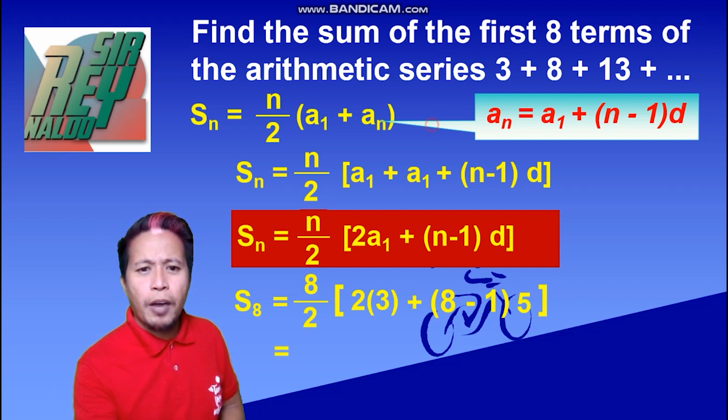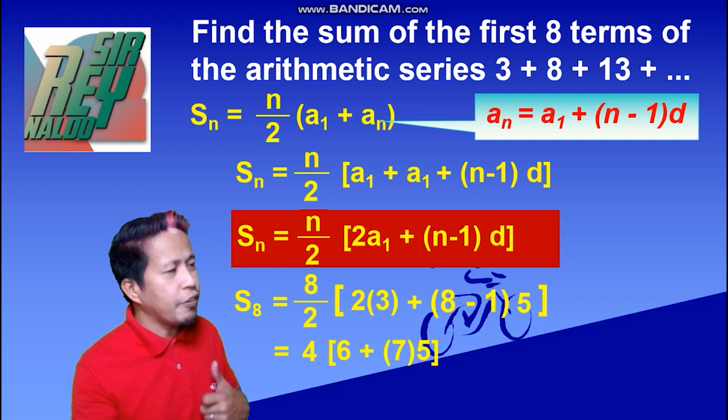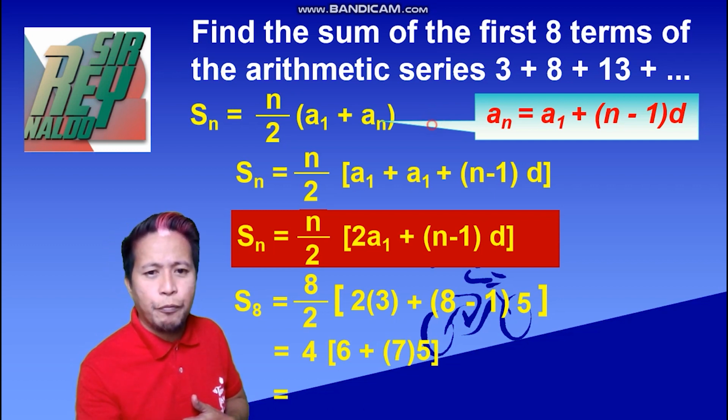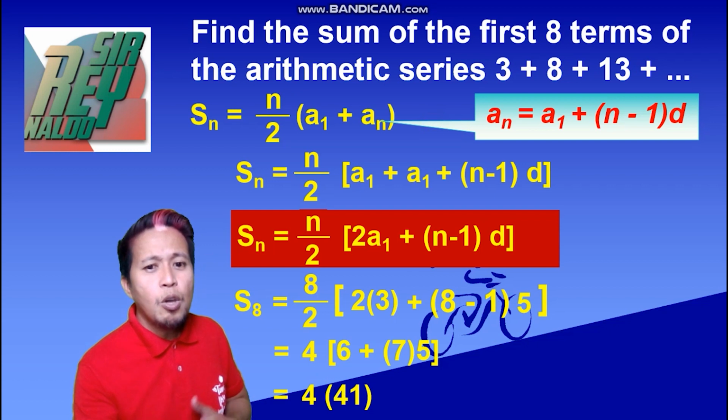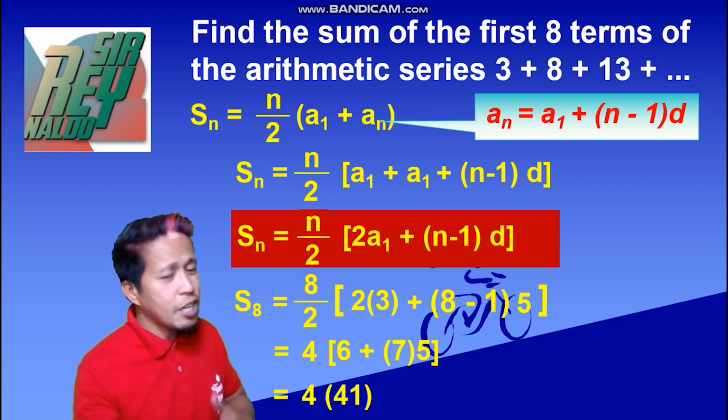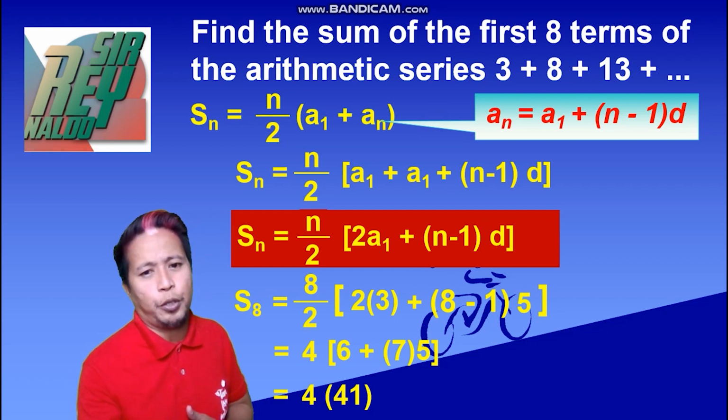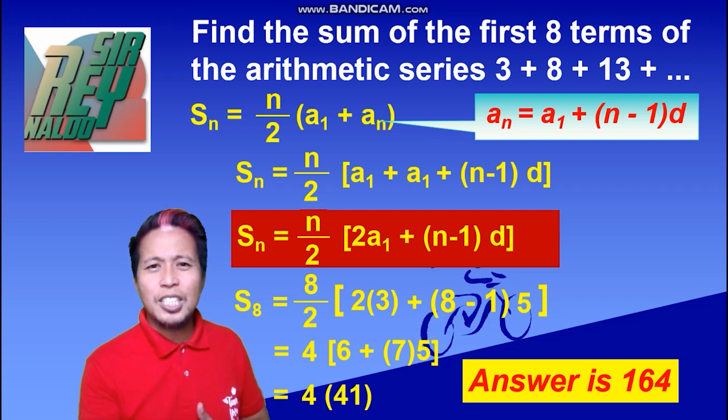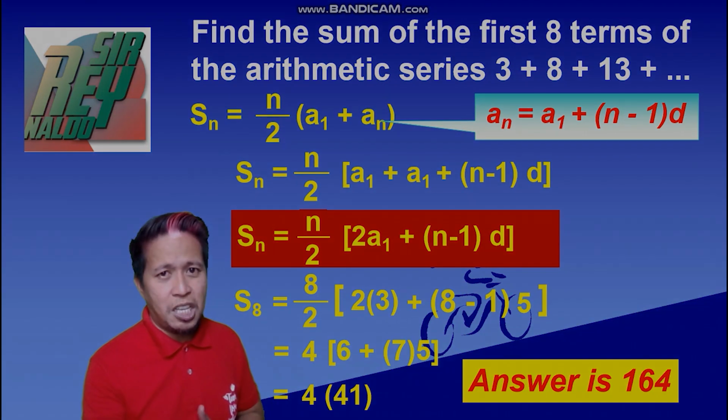Okay? Simplifying further, we have 4 multiplied by 6 plus 7 times 5. Then we have 4 multiplied by 41. Bakit 41? Kasi 7 times 5 is 35 plus 6 we have 41. And therefore, the answer is 164.